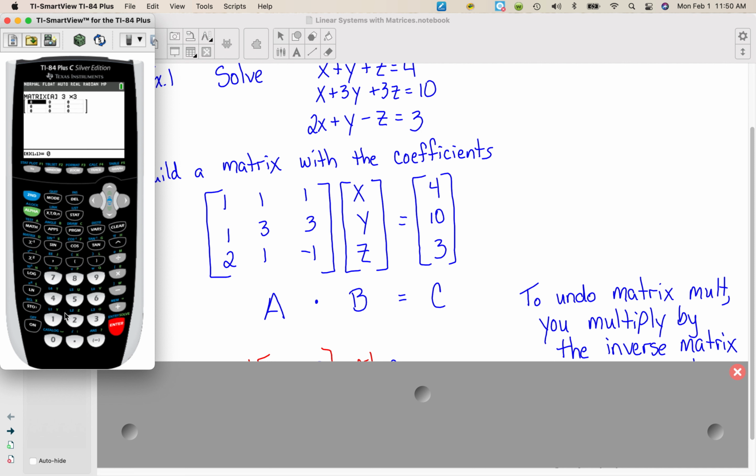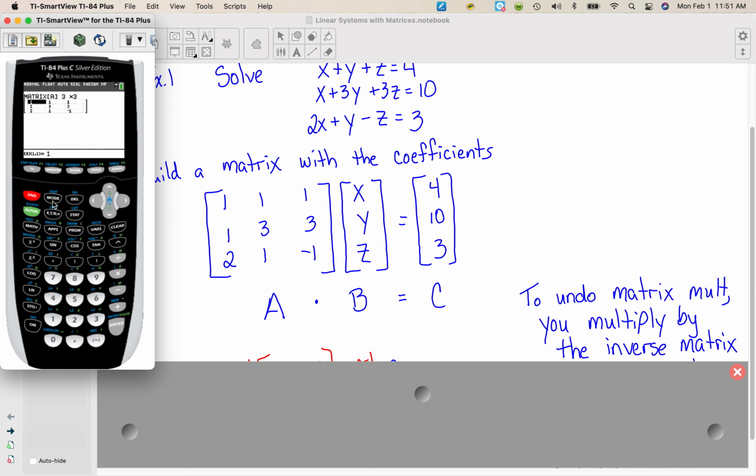Now I'm going to enter each number and hit enter, and it pops over to the next one. If you mess up, you can just go back and type over it. Okay, so now I have my matrix. You can double check, make sure everything's right.